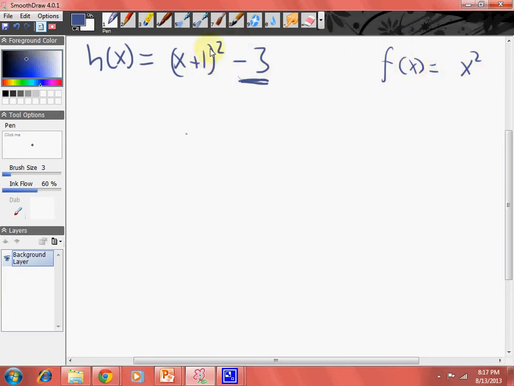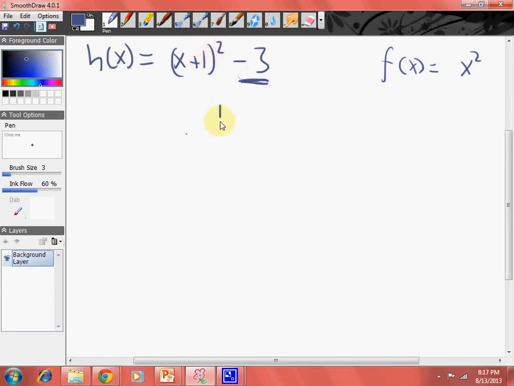And then we have a number within the parentheses. And when we have a number within the parentheses, that's a horizontal shift. Also, the horizontal shift happens when it's not attached to the x. It's right next to the x. So it's x plus 1, right? It's not x times 3 or something like that.